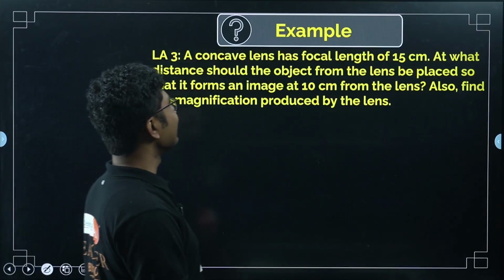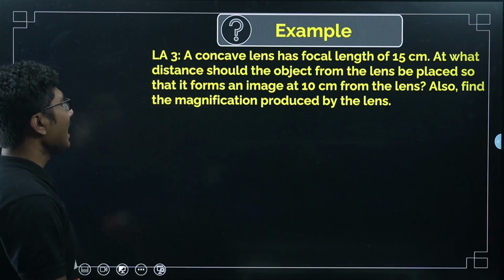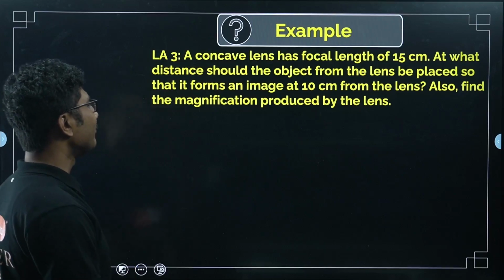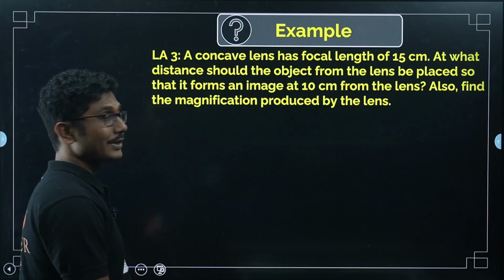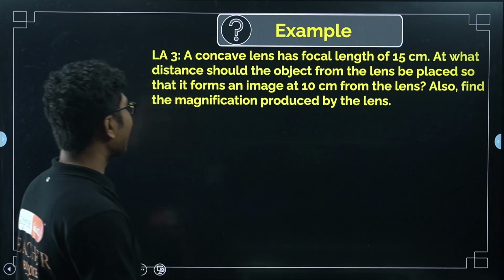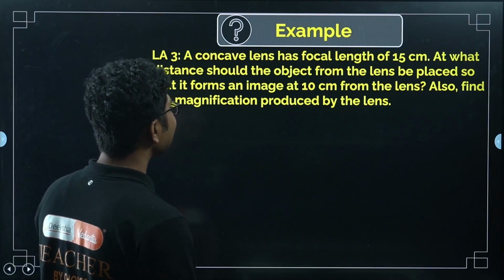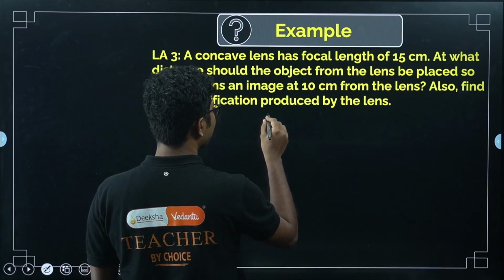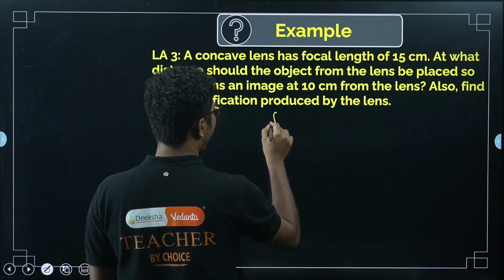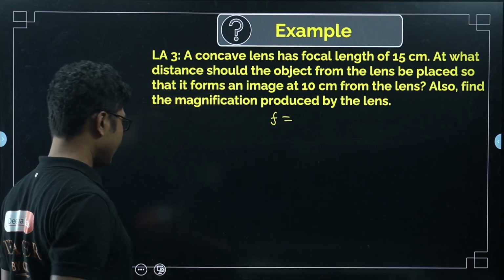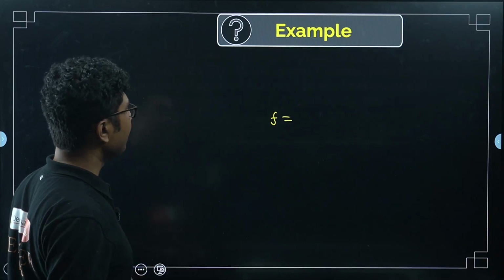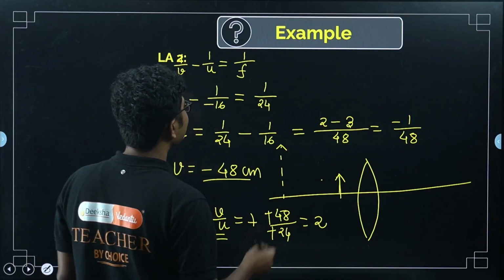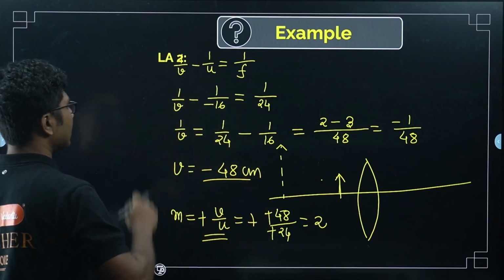Now a concave lens has a focal length of 15 centimeter. At what distance should the object from the lens be placed so that it forms an image at 10 centimeter from the lens? Also find the magnification produced by the lens. So the focal length of the concave lens is given. I think I made one mistake in the previous problem. Let me go back and check. Yes, in this problem I have considered the focal length, yes, it's correct.